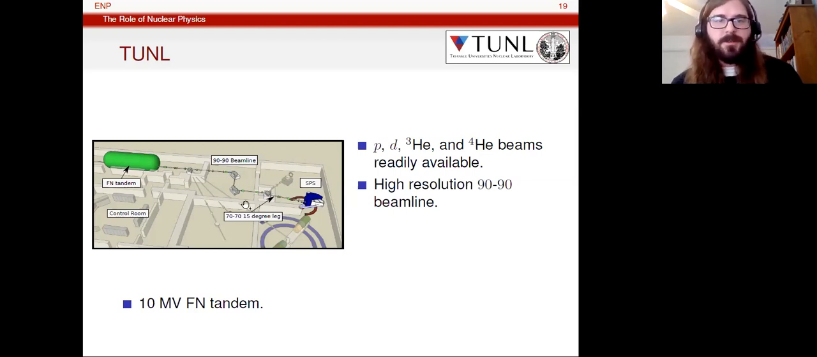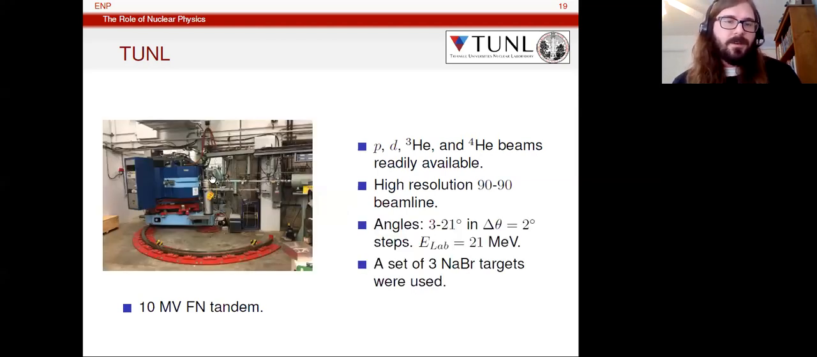So after transporting our light beams all the way down through these two magnets, they arrive at the Enge spectrograph, which I'm showing here. So the target chamber is around here. And again, in order to measure this reaction at different angles, we physically rotate this magnet around this track down here.